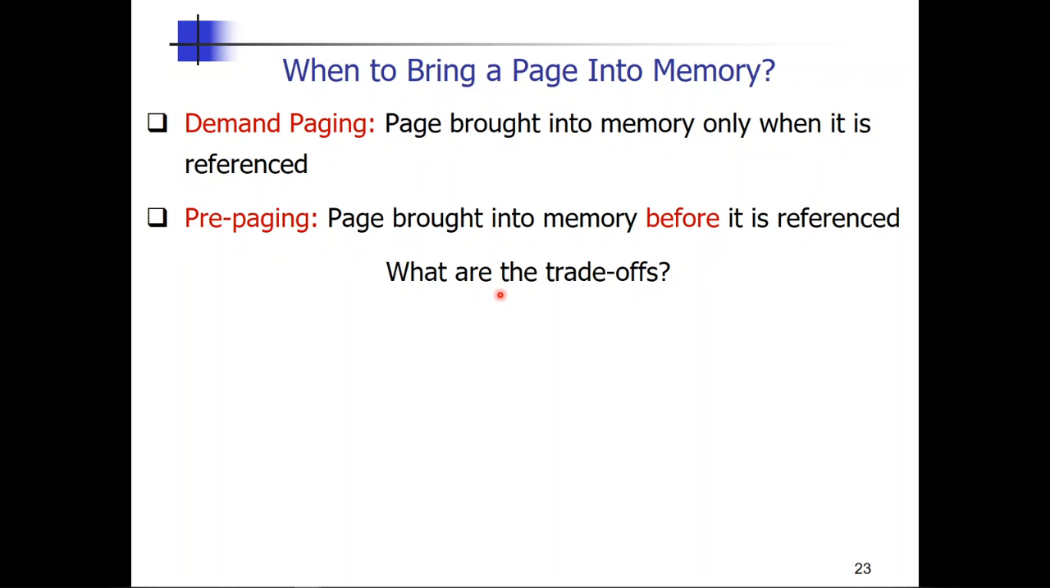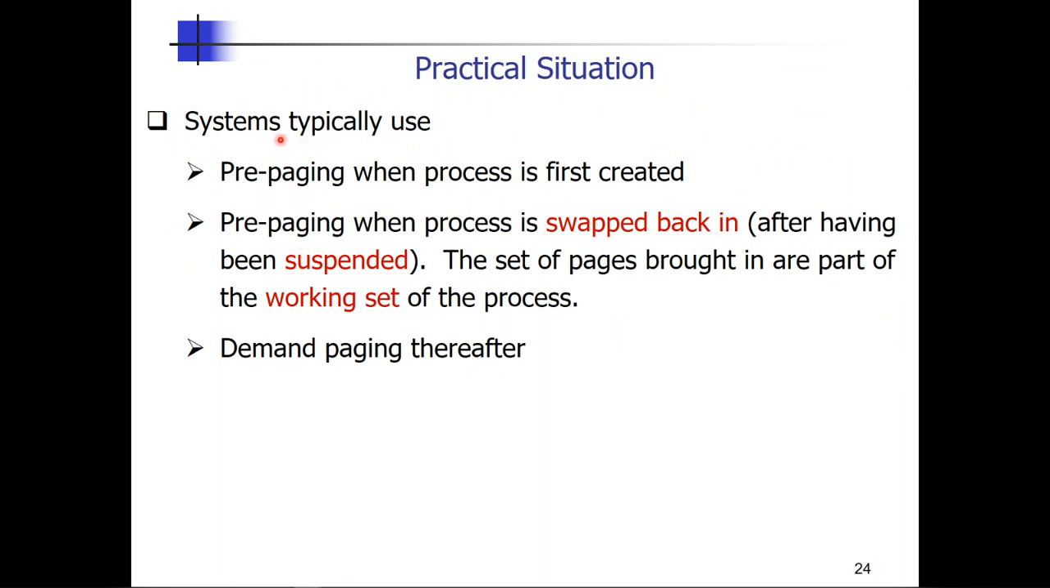Now clearly there are going to be some trade-offs. When you do demand paging, you are responding to things, so that could lead to a longer access time. When you do pre-paging, you might have on occasion faster response times. However, there is a chance that you bring a page to memory but don't need to use it, don't access it. So these paging schemes might work better when they are used appropriately. So in practice, systems typically use this approach.